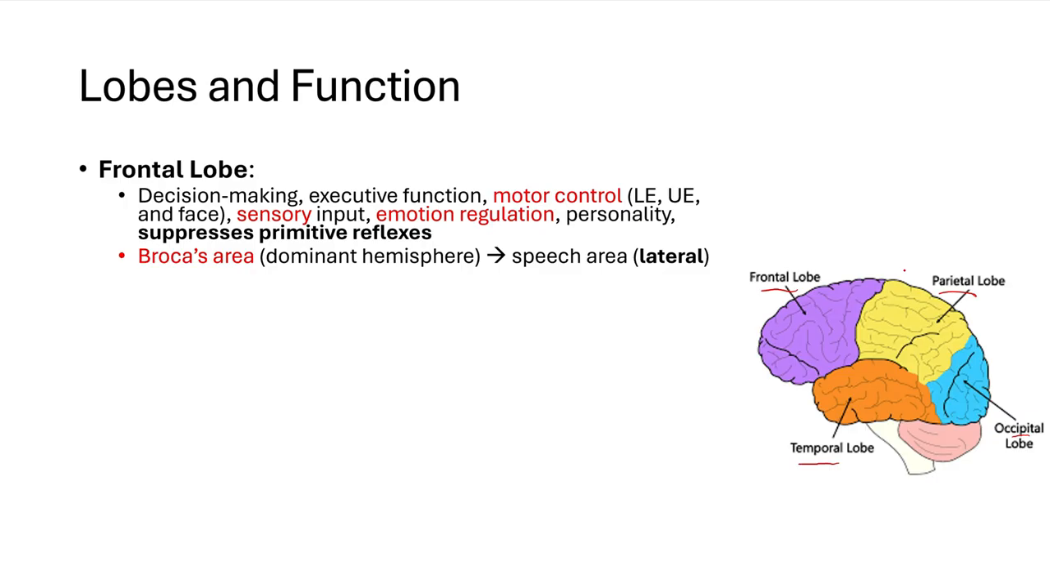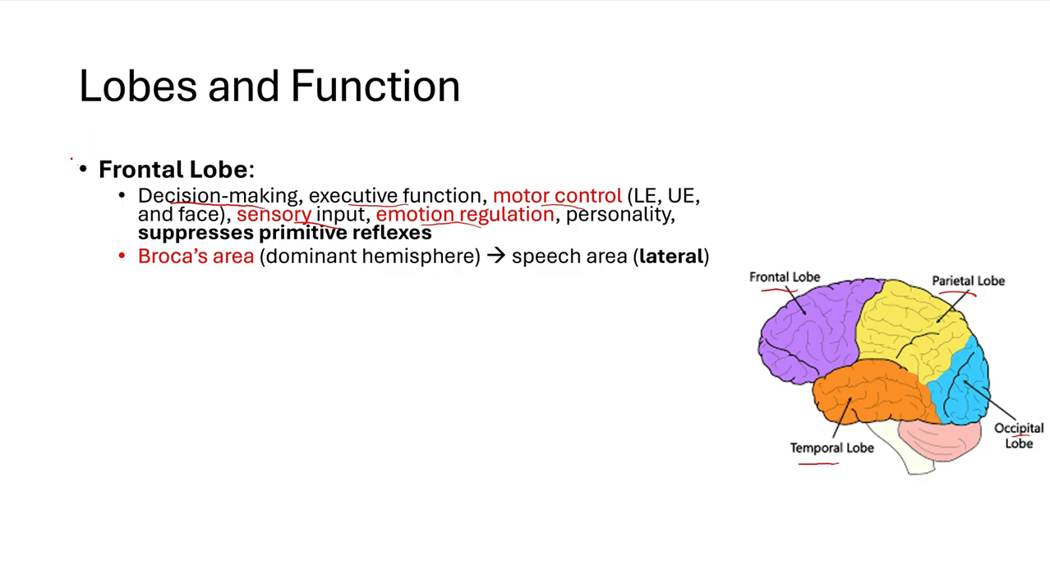The frontal lobe controls important functions like movement, speech, decision-making, planning, and personality. It helps you solve problems, control emotions, and focus attention. Simply put, it is your decision-maker or executive function lobe. It also houses the motor cortex, which is important for movement or motor control, typically of the lower extremities, the upper extremities, and of the face. It is also important for sensory input, regulation of different types of emotion, and makes up your personality.